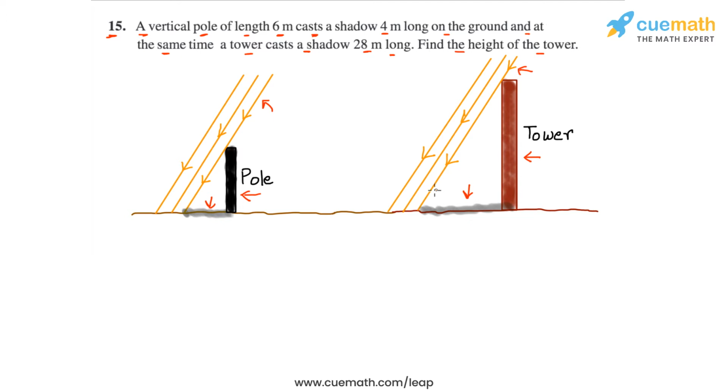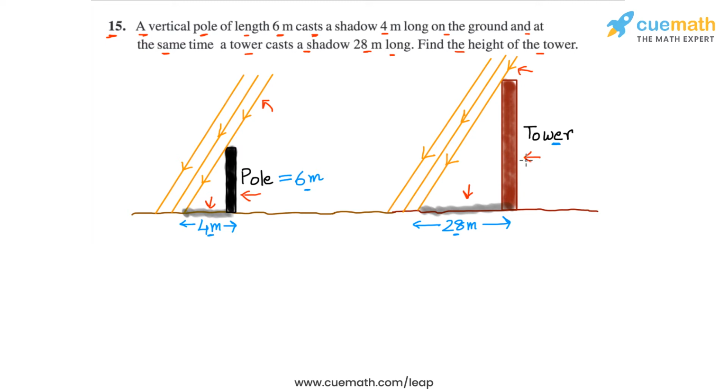Okay, so what the problem statement is telling us is that the height of the pole is 6 meters, and the shadow cast by the pole is 4 meters long. So this here is 4 meters, this shadow. And at the same time, this tower, whose height we don't know, is casting a shadow that is 28 meters long. So using these three numbers, 4 meters, 6 meters and 28 meters, we have to find the height of the tower.